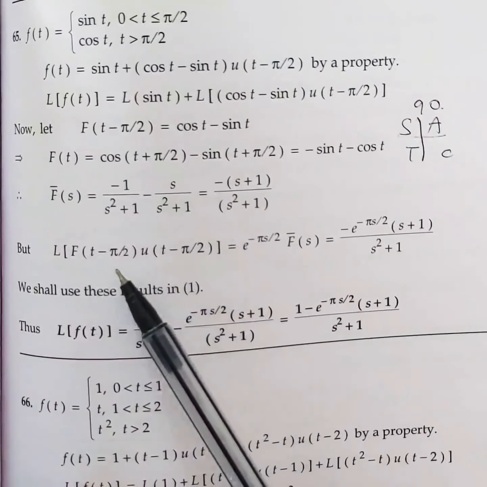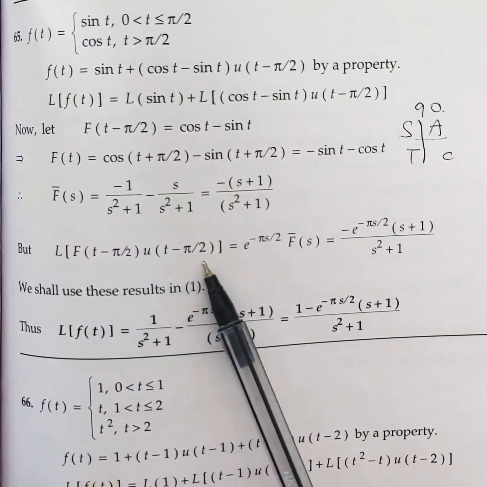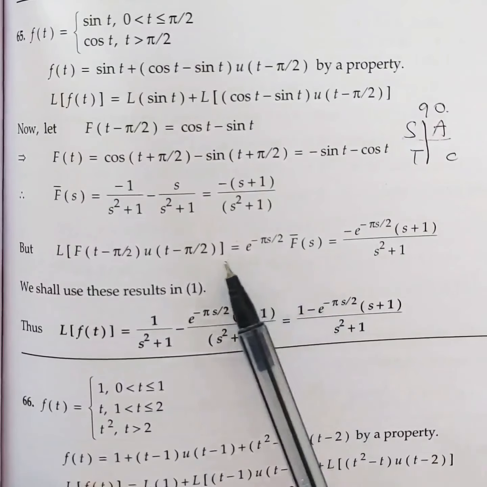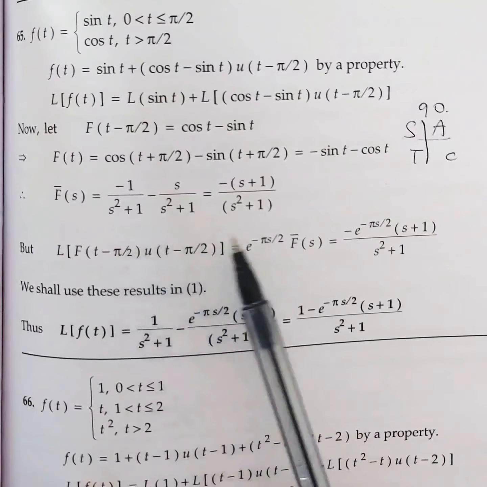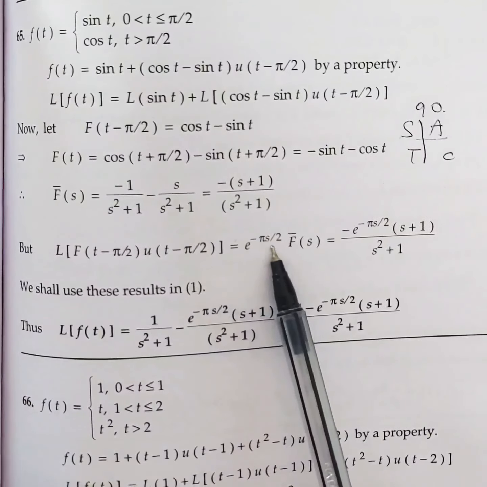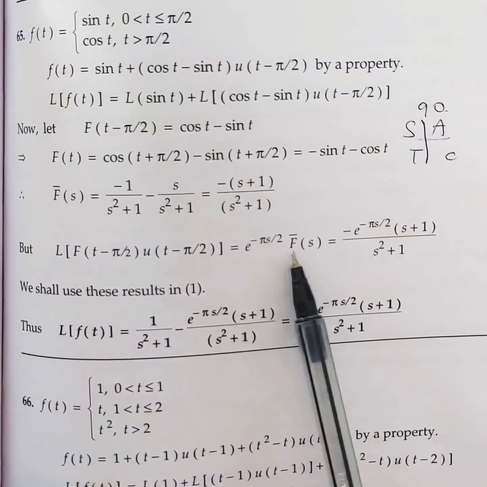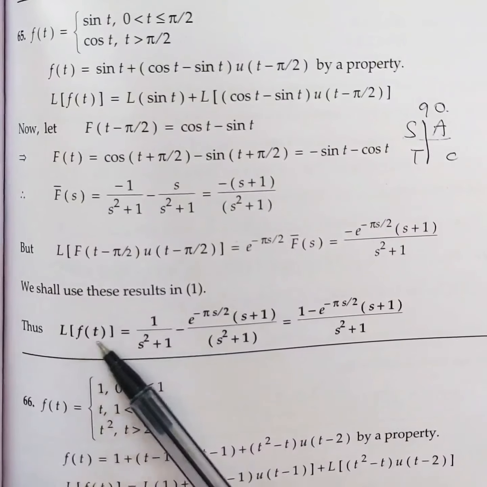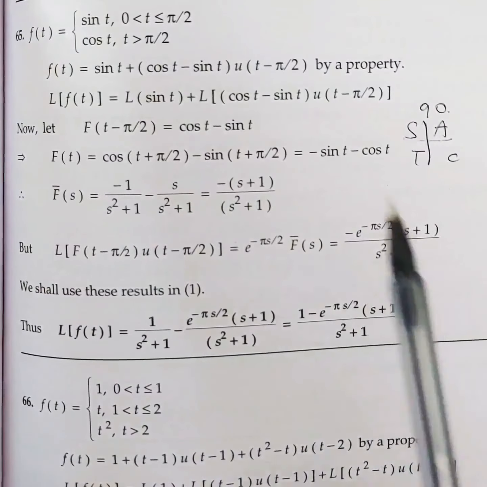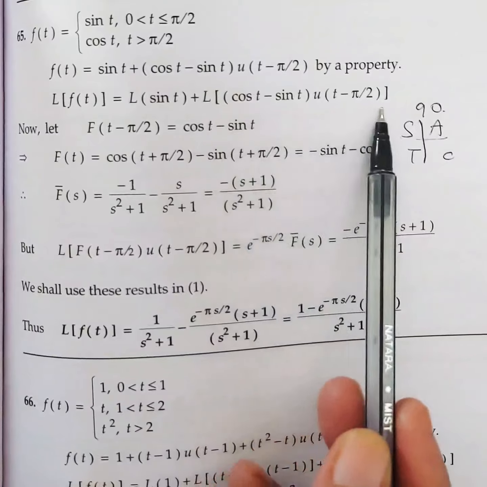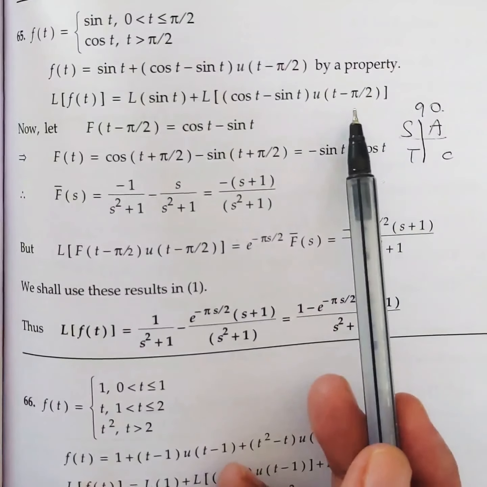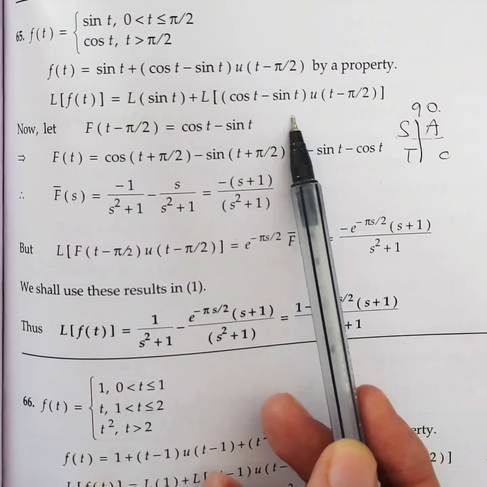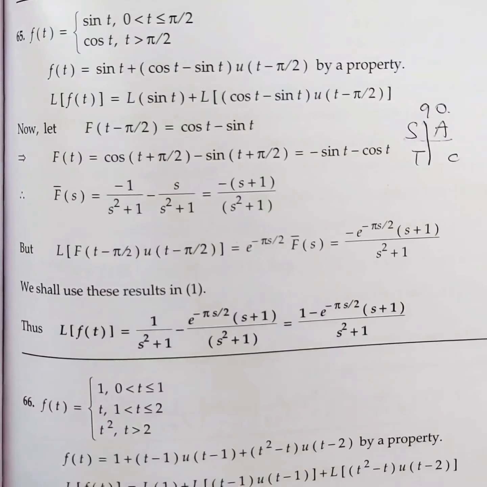And Laplace of f of t minus a into u of t minus a, what is the property? e power minus as into f bar of s. So in the place of a I have pi by 2. So e power minus pi by 2 s into f bar of s. F bar of s is this answer. So we have written this, and finally we are writing Laplace of f of t. If you are getting confused, just go to the previous video, solve the problems on your own again and then come back. Then it will be easy for you.